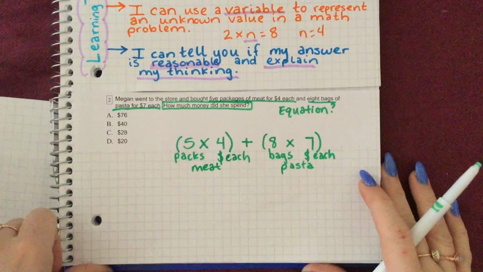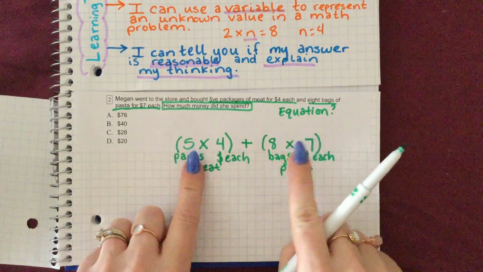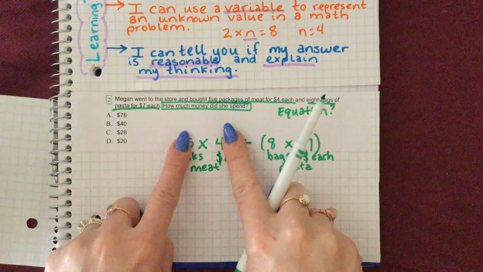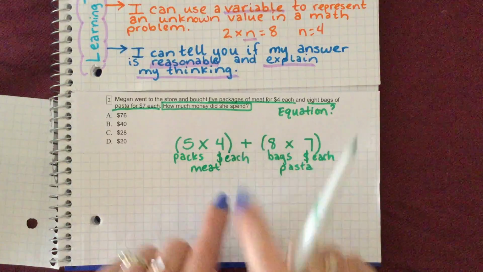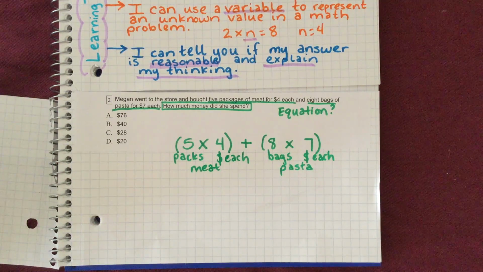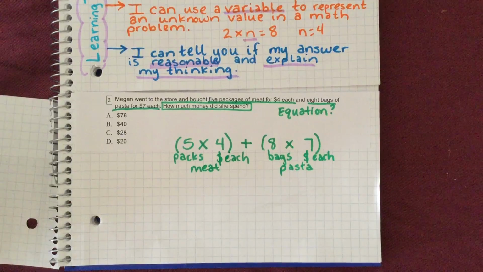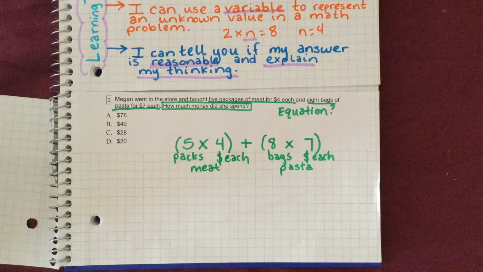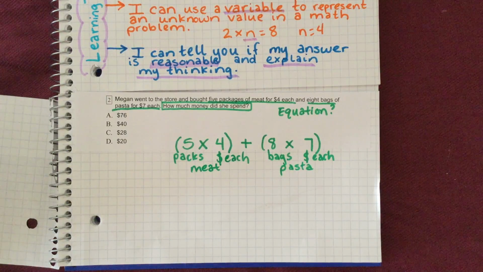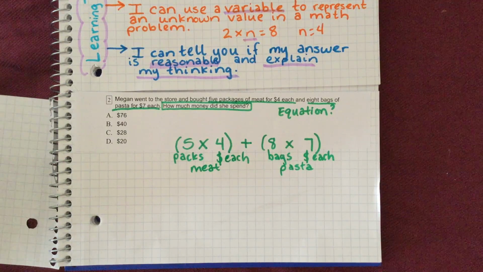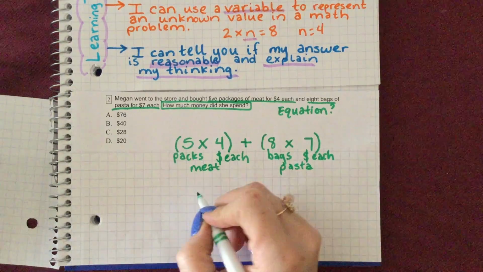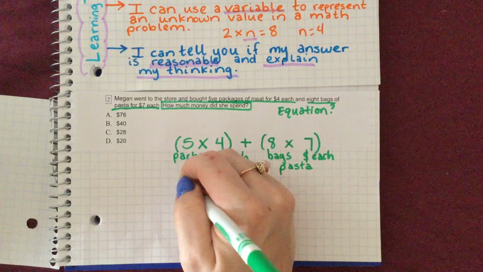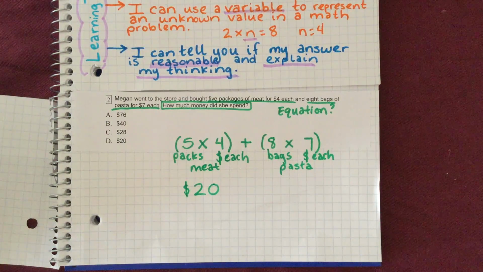All right, here we go. So let's take this one step at a time. If a number or a set of numbers is in parentheses, that means we work on it first, and then we do whatever is outside the parentheses next, or in this case, last. So let's take it one step at a time. We've got 5 times 4. First, we've got 5 times 4. What is 5 times 4? That's right. It's 20. So that's $20 that she's spending on meat.